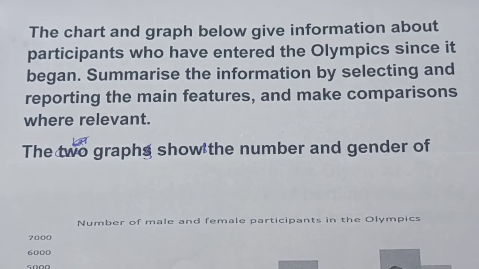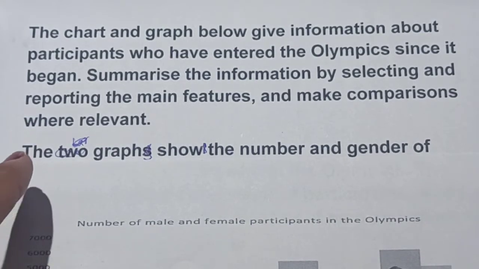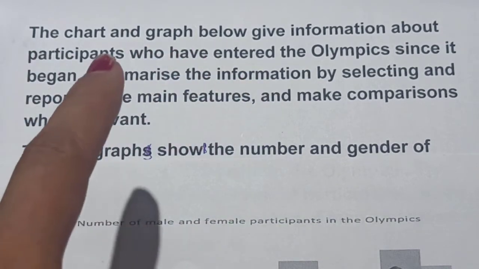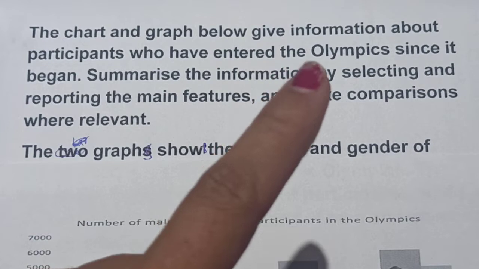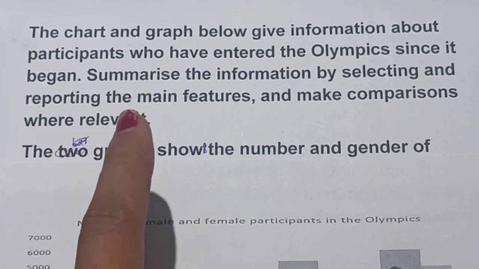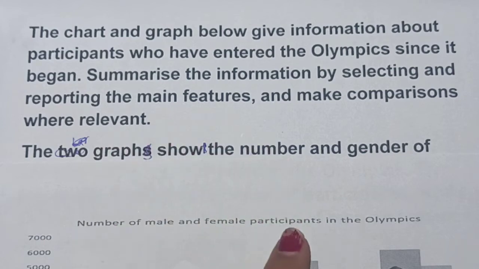Today in this video I'll discuss with you writing task 1, and the question for today is: the chart and graph below give information about participants who have entered the Olympics since it began. Summarize the information by selecting and reporting the main features and make comparisons where relevant.